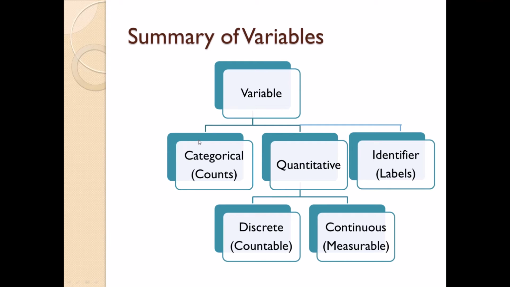All right, here's a quick summary for how variables break down. Of course, categorical and quantitative. There is a third little category that goes into that initial breakdown, and that would be identifiers, things like social security numbers, driver's license numbers, room numbers. These are just numbers that don't have any meaningful magnitude.